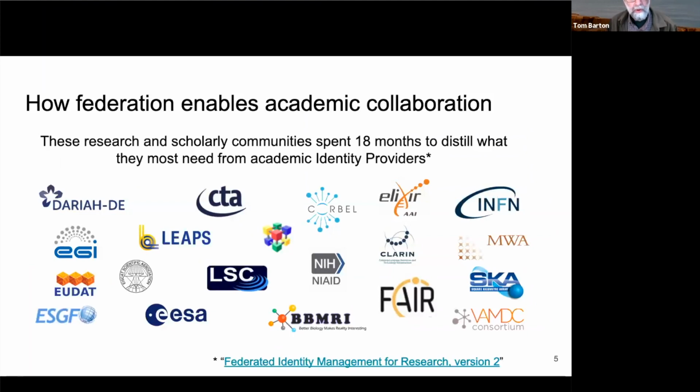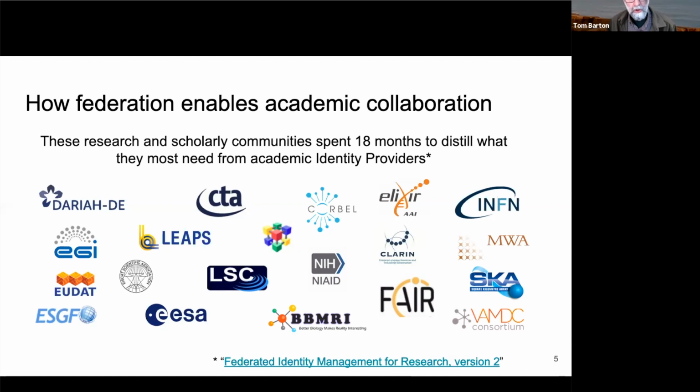Now, about those research types, there was a lot of work done a couple of years ago under the heading of FIM for R, Federated Identity Management for Research, version 2. And it's a paper, you'll see the citation at the bottom of the slide. And there's logos from a bunch of different research communities and scholarly communities that worked together for about 18 months to identify and report what's the most important stuff that they need out of Federation so that federated access to their stuff to support their collaborations would work great.